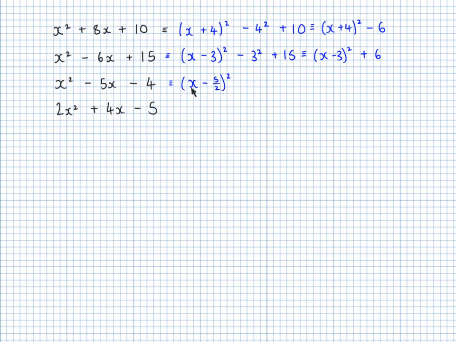So this time, I'm going to have x squared. I'm going to have negative 5 over 2 x, and another negative 5 over 2 x. That will give me negative 10 over 2 x, which is the same as negative 5x. And I'm also going to have a positive 25 over 4. And that's what I need to subtract. So I need to subtract 5 over 2 squared, which is going to give me 25 over 4.